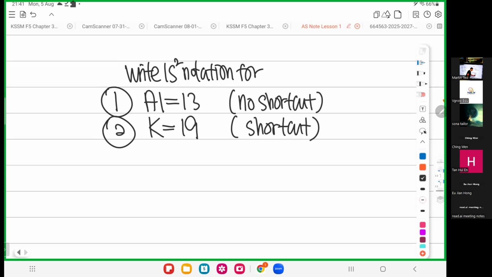Chona, I say first one no shortcut, second one shortcut.